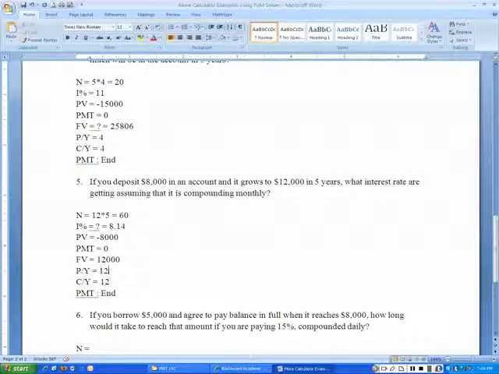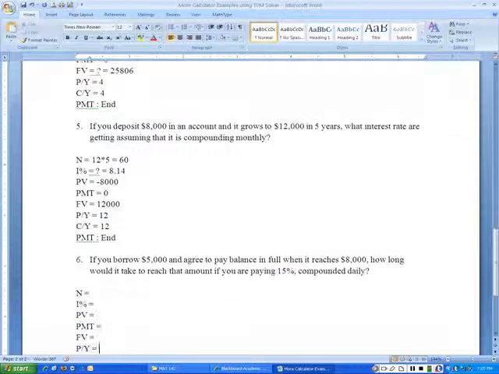And again, you could check that by putting in 8,000 for your present value and the A equals P times (1 plus R over N) to the NT, and plug in this value, 8.14. Your N would be 12 and your T would be 5, and see if you end up with $12,000 at the end of that time. Alrighty. And lastly, for the last one we solved for the interest rate.